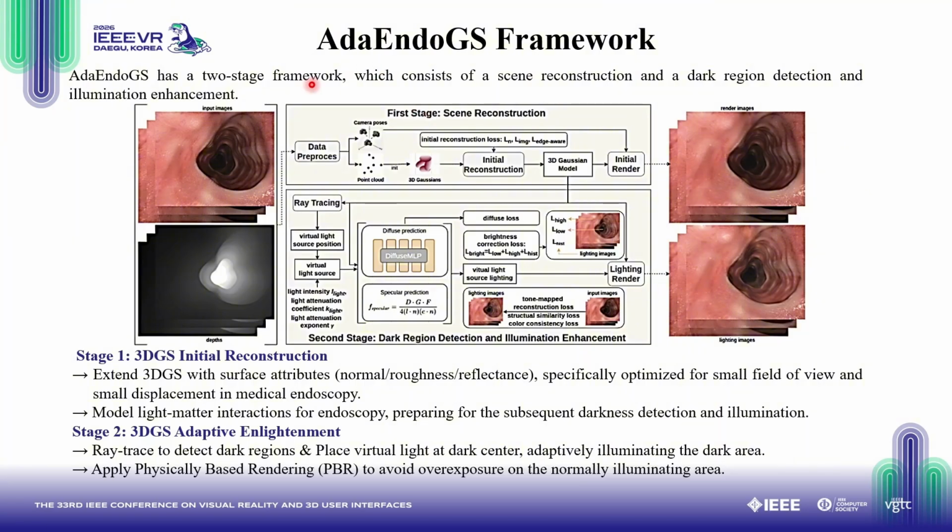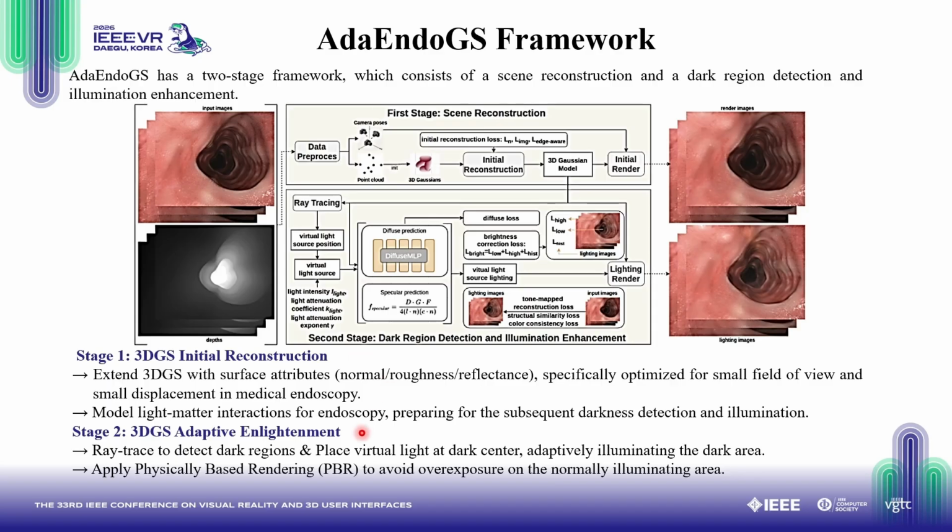As you can see here, our method takes raw input, reconstructs the 3D scene, and lightens dark regions with clear visual improvements. AdaEndoGS is a 2-stage framework. Stage 1, 3DGS initial reconstruction. We extend standard 3DGS by adding surface attributes to each Gaussian, tailored for endoscopy's small field of view. This lets the model simulate light-matter interactions, laying the groundwork for subsequent dark region detection.